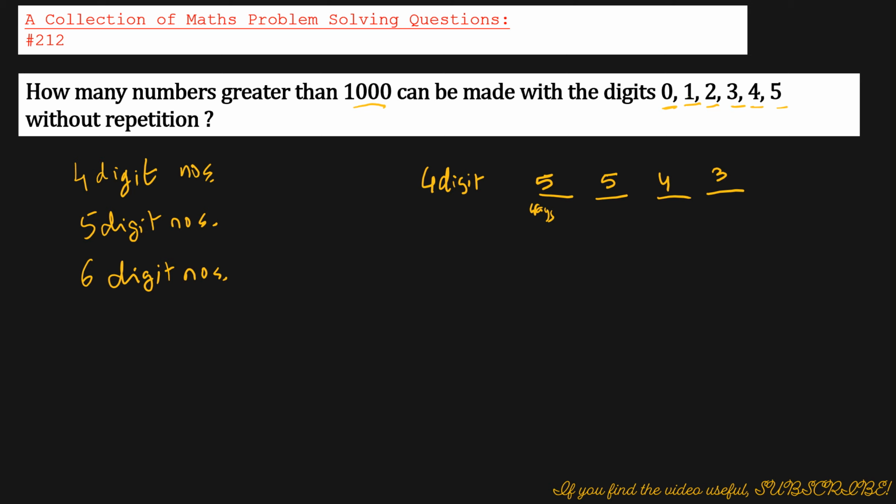So the number of ways we can make a 4-digit number with these given digits is 5 times 5 times 4 times 3, and that is 25 times 4 is 100, times 3 is 300. So we write 4-digit is 300. Then 5-digit numbers.